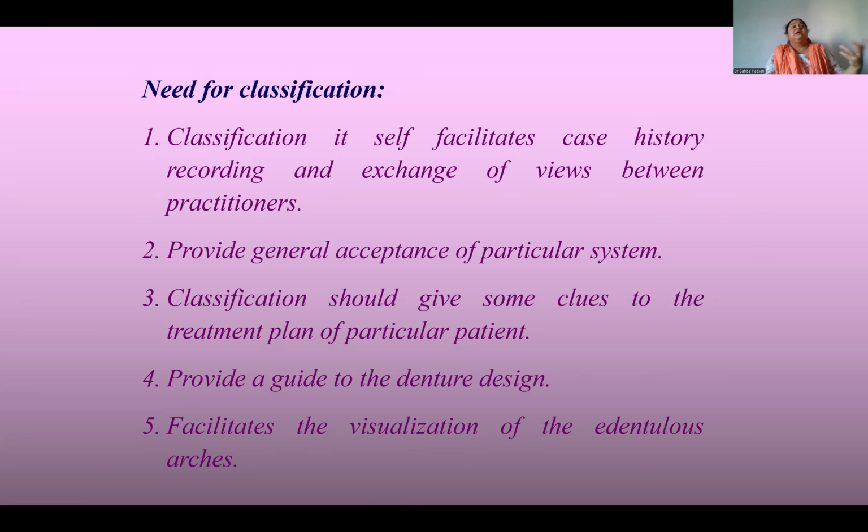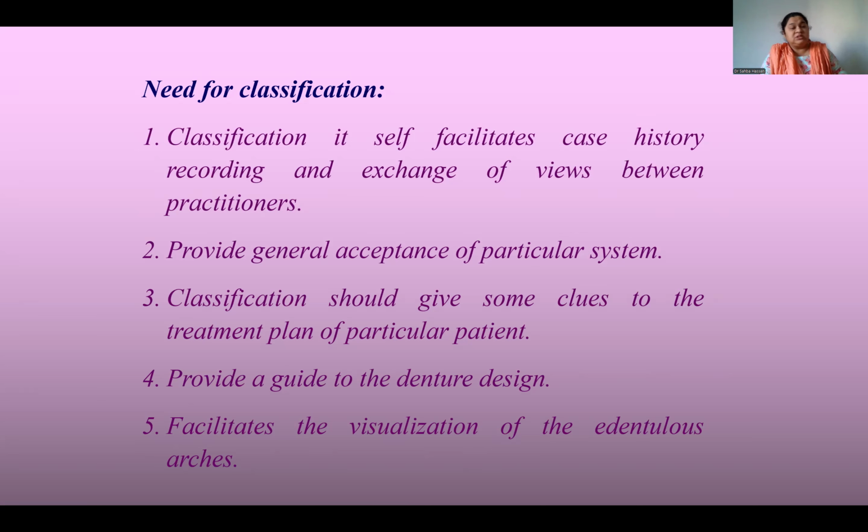So it is an exchange of views. Like if I'm going to the market and I want to buy a yellow t-shirt, I call my mom and ask, should I buy yellow or blue? She says yellow, so we know what it is. That's what I want to tell you students. It provides general acceptance of a particular system. Classification is not like blue or orange, which is a universal color. There's Kennedy's, and there's Bummers.